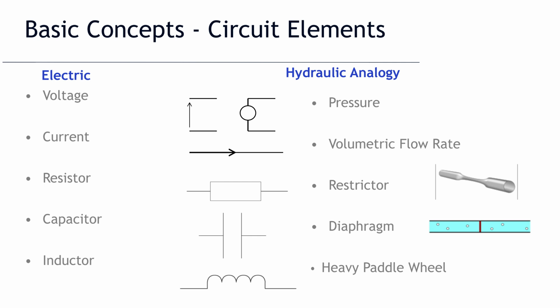Why does this analogy help? Intuitive understanding. By relating electrical concepts to fluid systems, it becomes easier to grasp how circuits behave. Visualizing circuit behavior. Just as water systems respond to changes in pressure, flow, and restrictions, electrical circuits respond to voltage, current, and resistance. Learning foundation. This analogy provides a strong foundation for understanding more complex electrical phenomena. In summary, thinking of voltage as pressure, current as flow rate, resistors as restrictors, capacitors as diaphragms, and inductors as heavy paddle wheels makes the invisible world of electricity much more tangible and easier to understand.